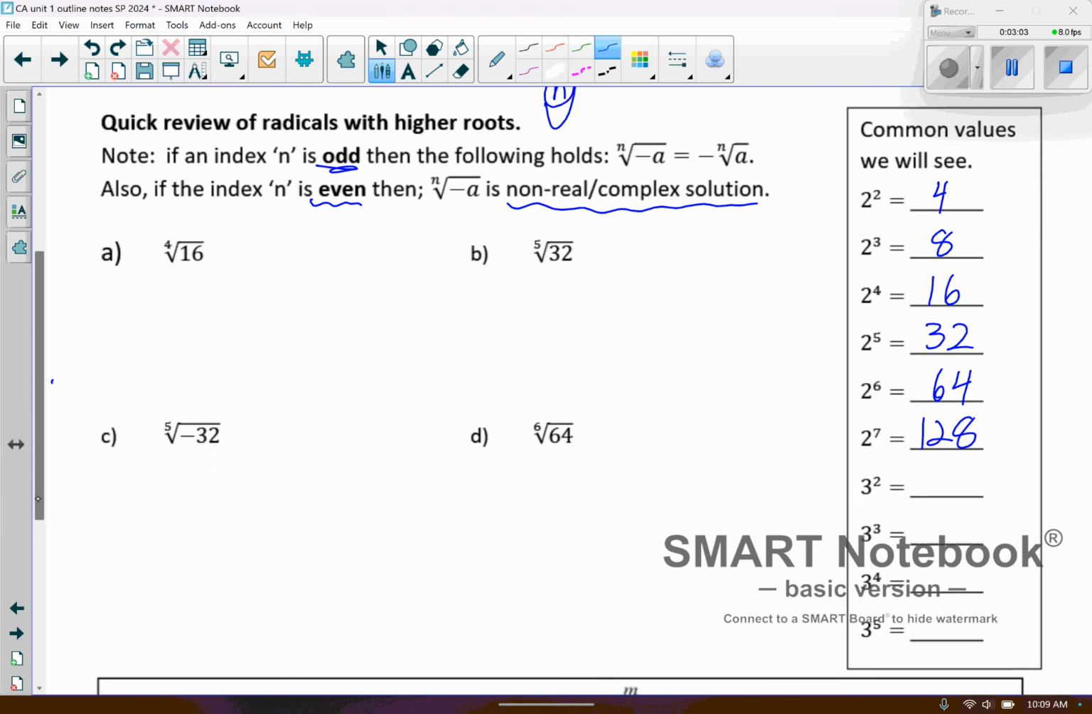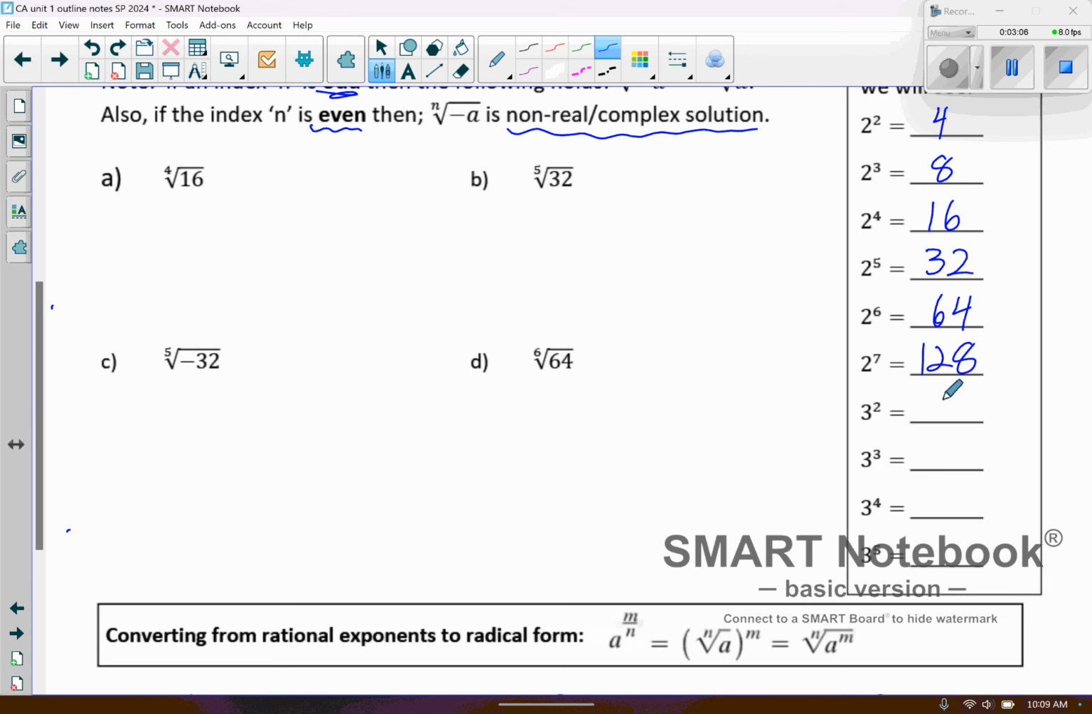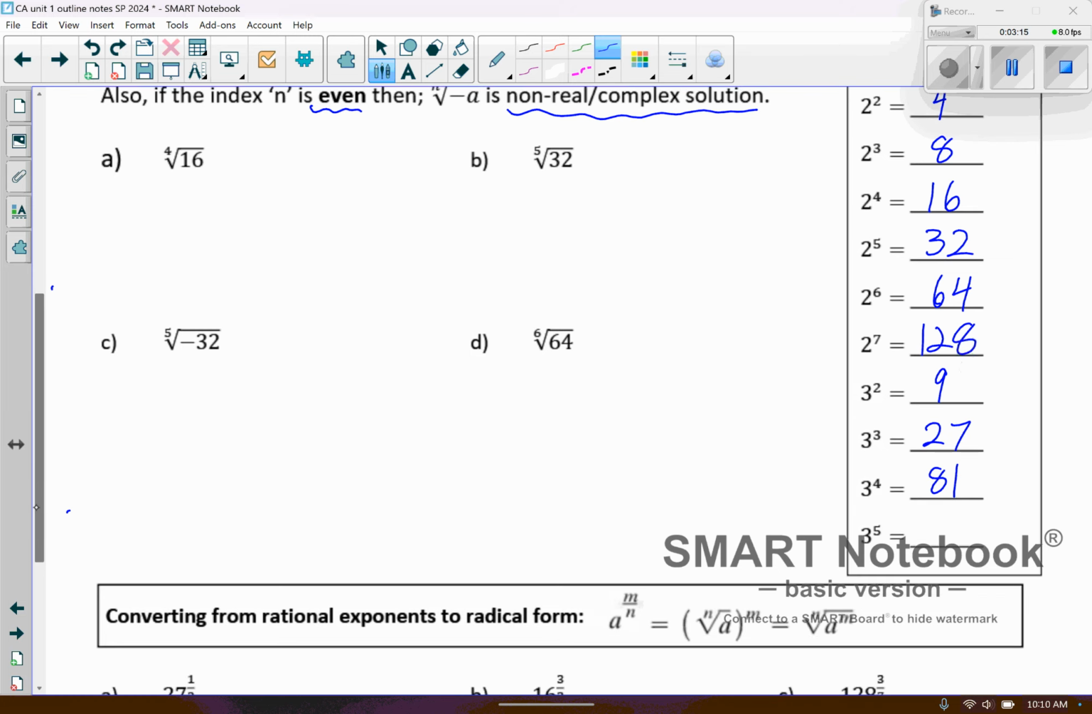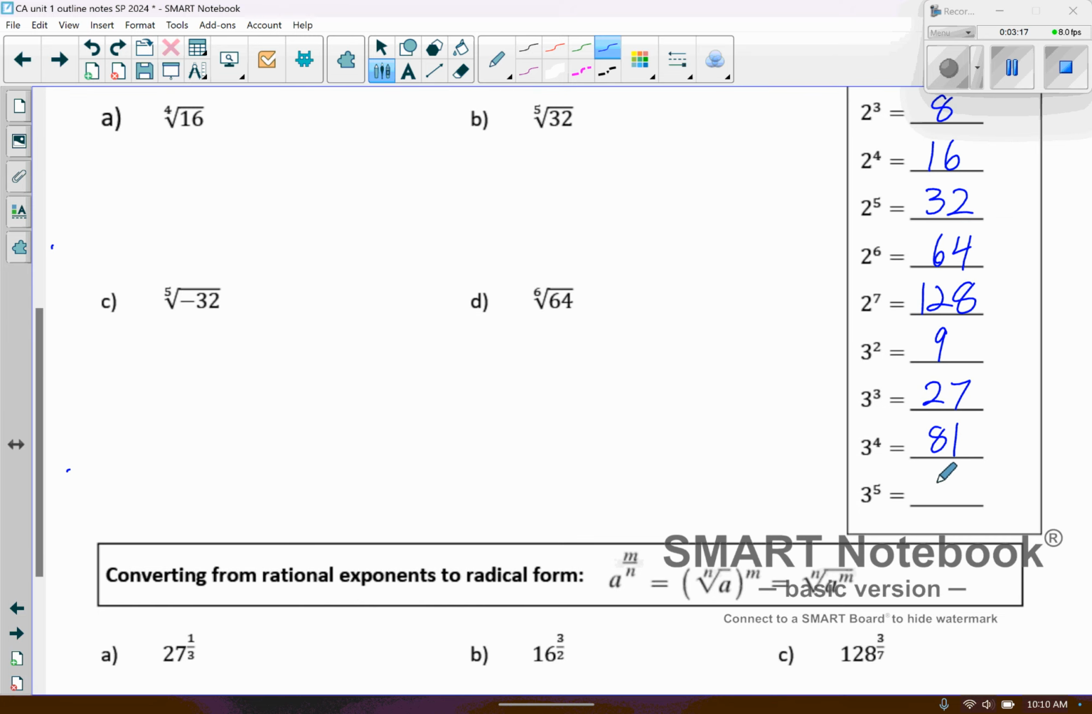For base 3, 3 squared is 9. If I multiply by 3 again, that would be 27. Multiply by 3 again, that would be 81. Then multiplying by 3 again, that would be 243. For the most part, we won't get too crazy with our numbers, but sometimes on the homework problems it's kind of random, and you might get one of these larger numbers. Hopefully we'll stay in the double digit range.